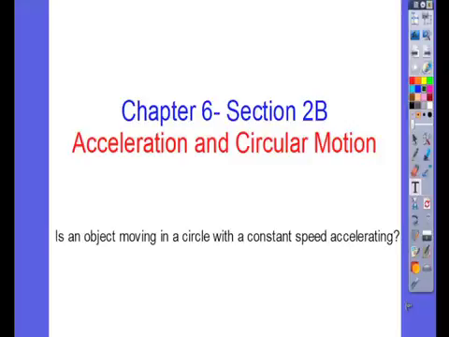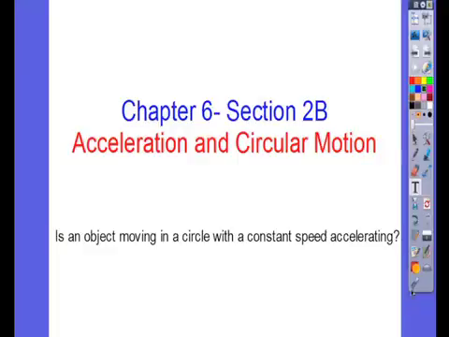In section B, we are going to look at acceleration and circular motion. In section A, we talked about speed and velocity. So the next logical question about something moving in a circle is: is an object moving in a circle with a constant speed accelerating? And in order to answer that question, what you need to know is the definition of acceleration.